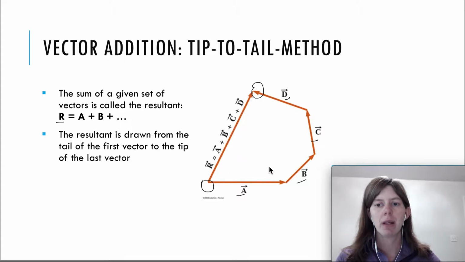So the way to think about this is if you go this way along vector A and then along vector B and C and D, where did you end up? You ended up right here at the tip of D. Where did you start? Right here at the tail of A. So you ended up traveling this way, and this is what we call the resultant vector.